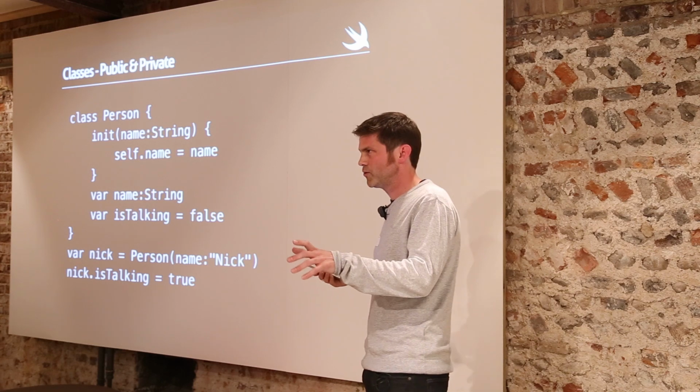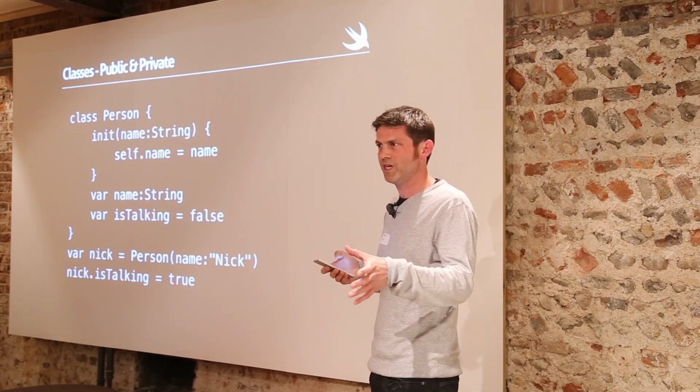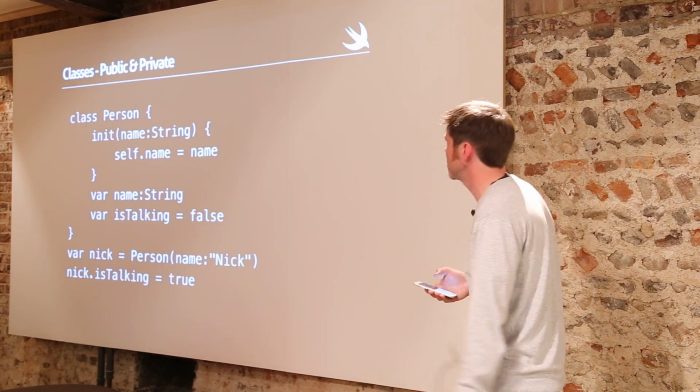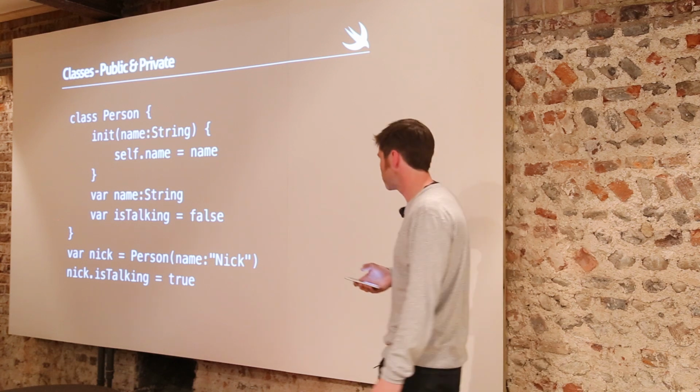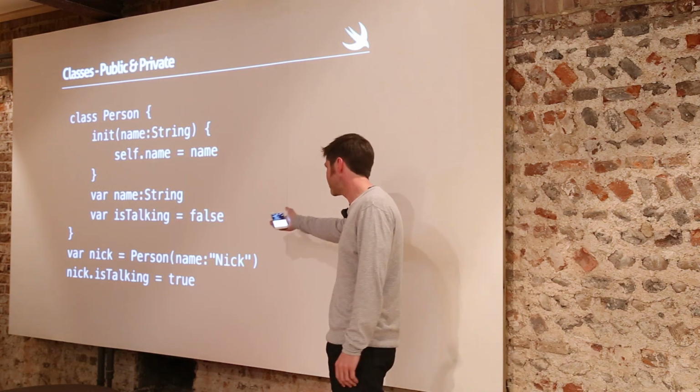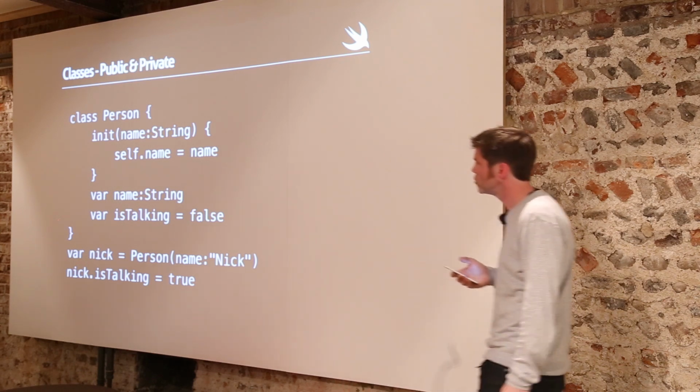We'll come back to how you deal with a property that you optionally might want to be nil in a minute, and you'll see how that's handled in Swift. So this is how we solve that previous problem. We've added another property of our person class, is talking, and it's a bool.